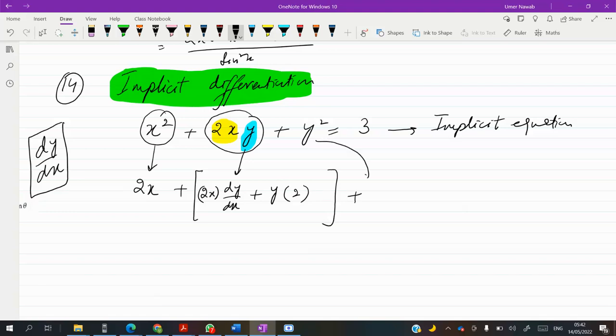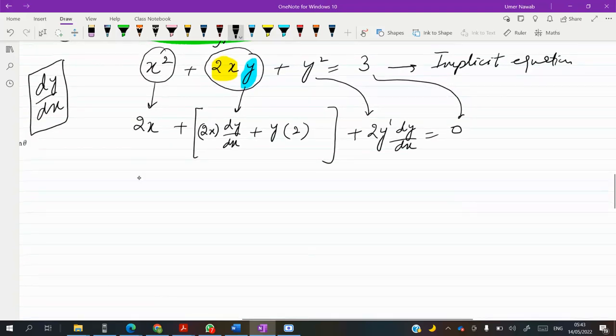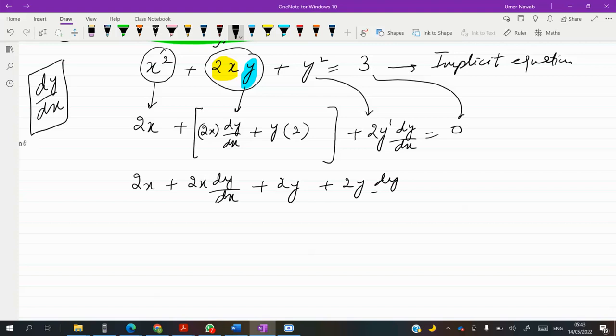The derivative of y square: apply the power rule. The power goes back, and you subtract 1 from the power. It is 1. The further derivative of y is dy by dx, and then the differentiation of 3 is 0. Now 2x plus 2x dy by dx plus 2y plus 2y dy by dx.